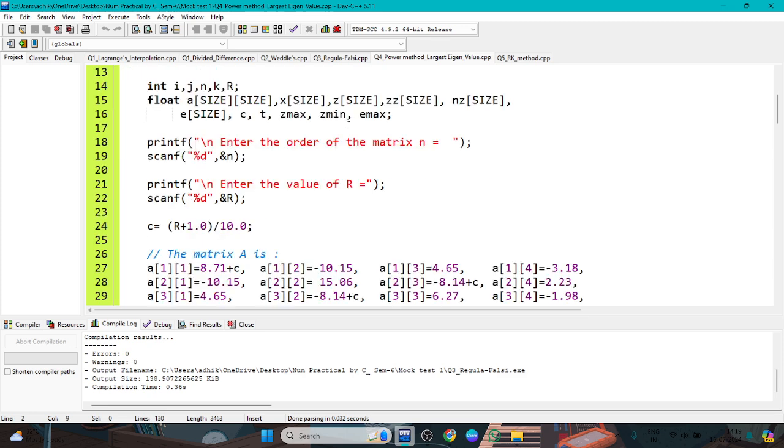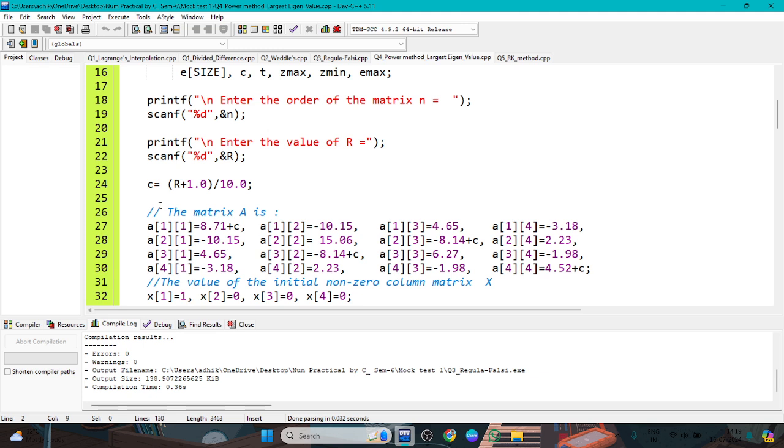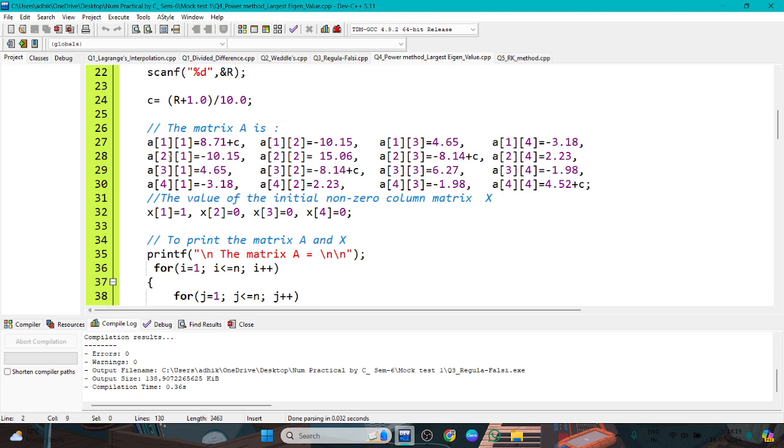Enter the order of the matrix n, here n equal to 4. Enter the value of r, the last digit of the roll number, and c equal to (r plus 1) divided by 10, as in the question. The matrix A is also given in the question, a11, a12, up to a44, and the initial non-zero column matrix x is x1 equal to 1, x2 equal to 0, x3 equal to 0, x4 equal to 0.